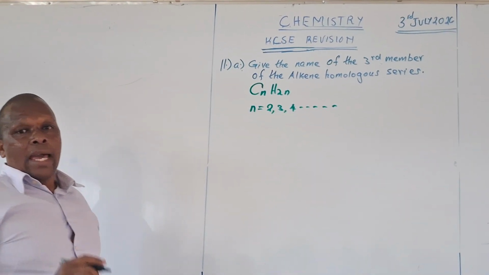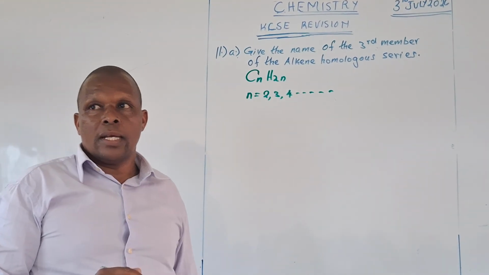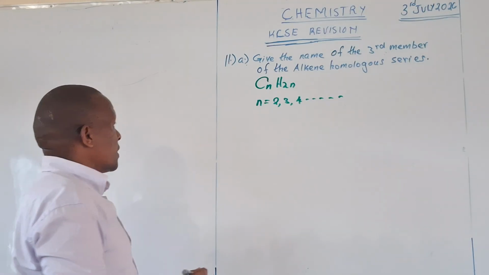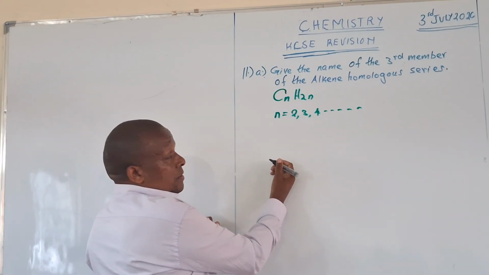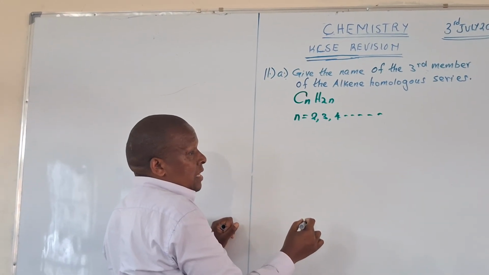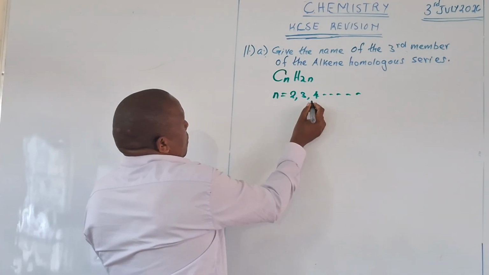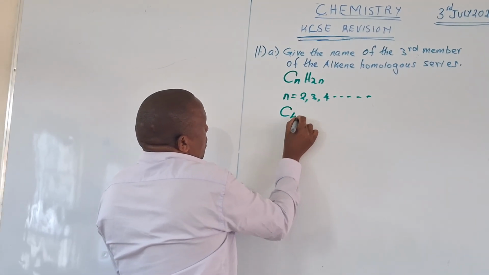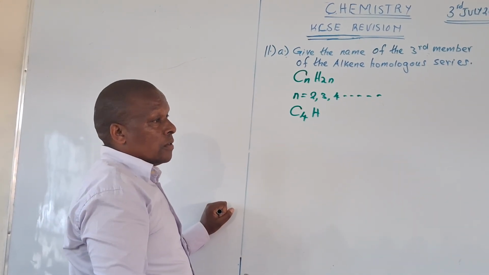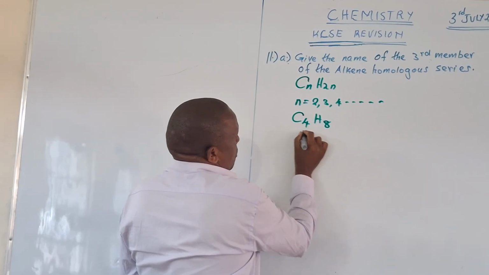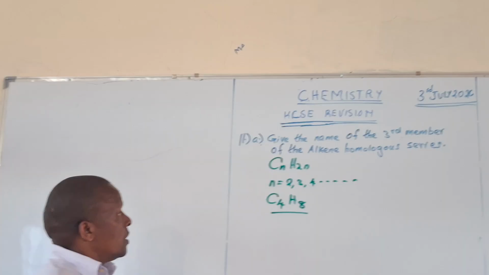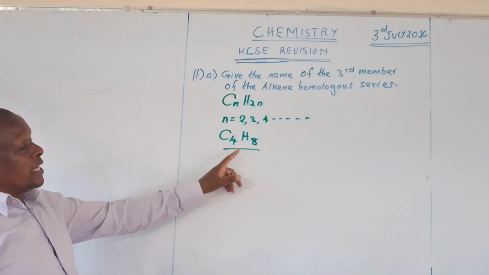In this homologous series, n is equal to 2, 3, 4, and so on. In other words, n does not begin from 1. n begins from 2, so the first member has 2 carbon atoms. So we have the following members. First, we write the formula and see what we are going to call it. C4H2n, 2 times 4 is 8. So the formula of the third member is C4H8.